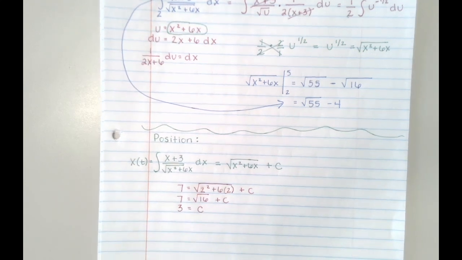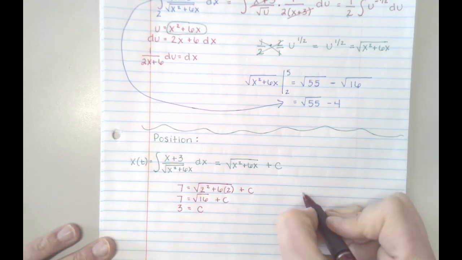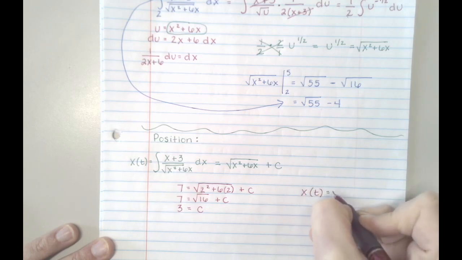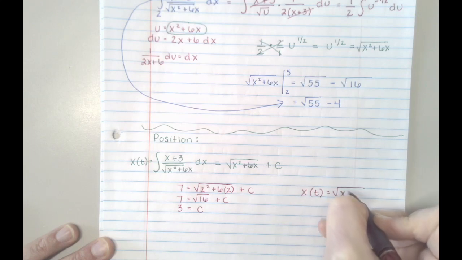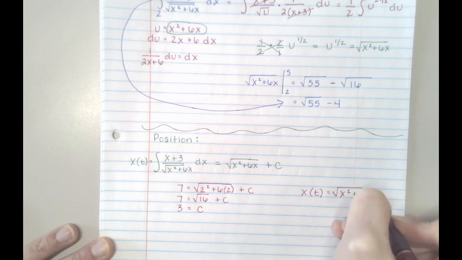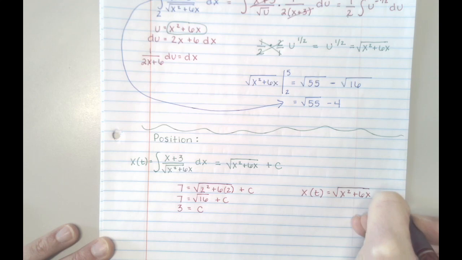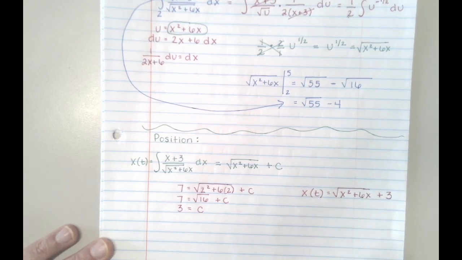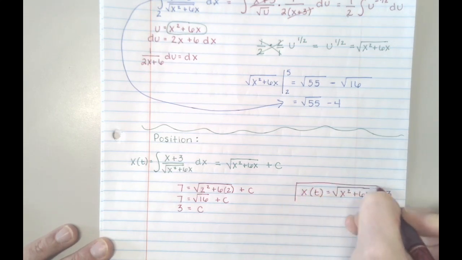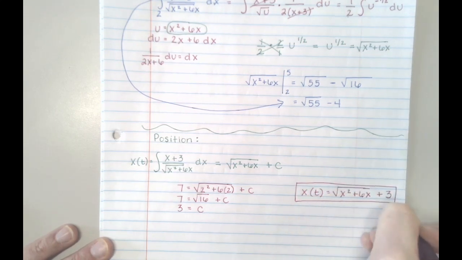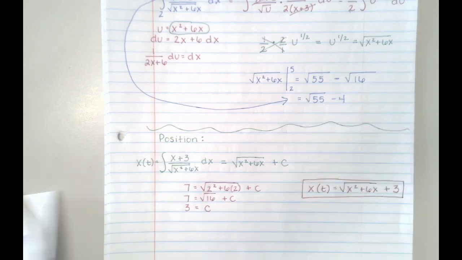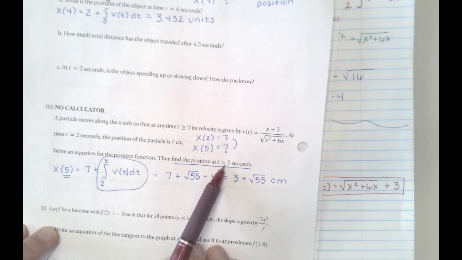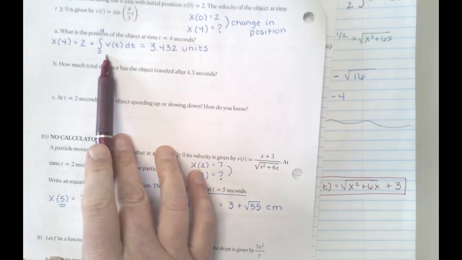And so what that tells me is that my position function, x of t, is always going to be this square root of x squared plus 6x, which I found through doing u substitution, and then it's going to have a plus 3 on the end, or you could have it in front. You could have 3 plus this square root function. This is my position function. If you think about it, I started with this question by doing the specific value at 5 seconds, and I did that just because it was really similar to the one we had done up here.